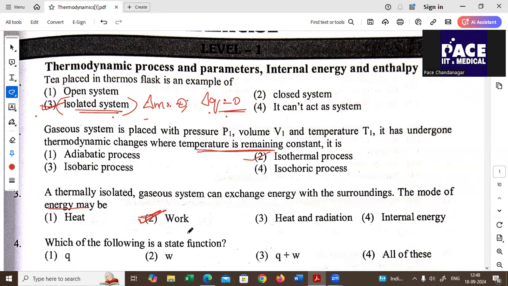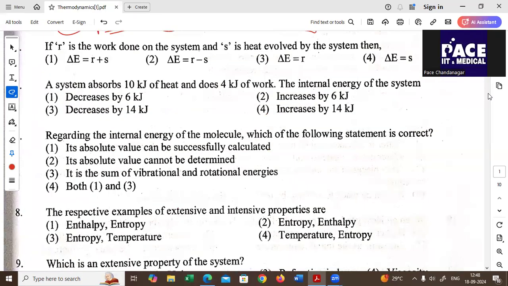And which of the following is a state function? State function and path function. We have two things, Q and W. Q and W are path functions. Whereas Q plus W, which is your internal energy U, is a state function here. Q plus W is your state function here. Then you go with the next question.